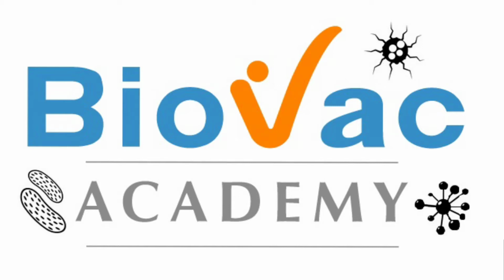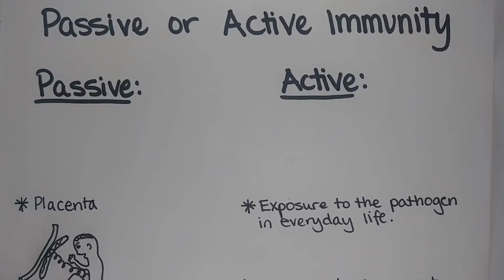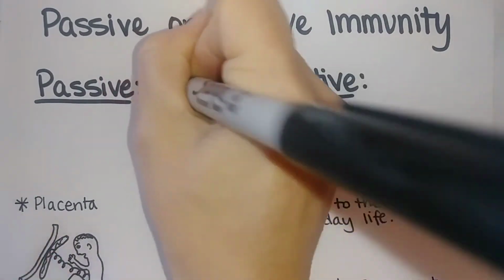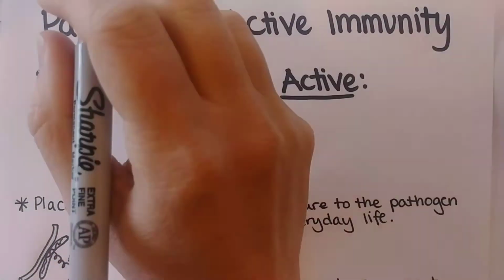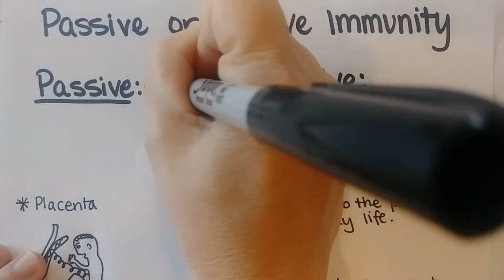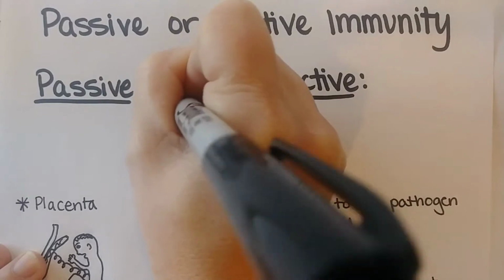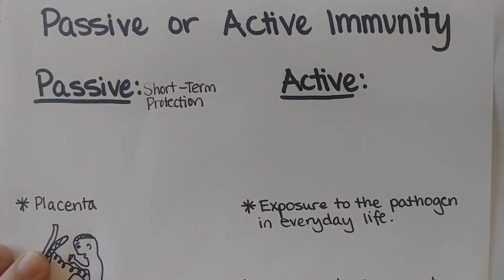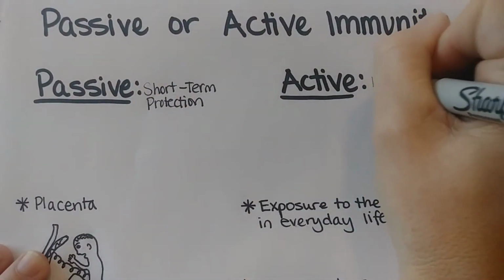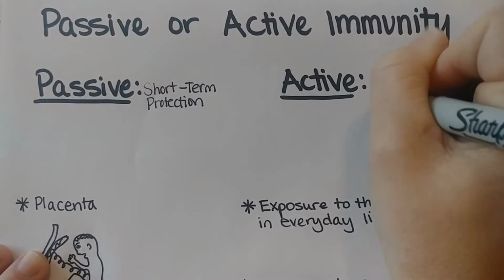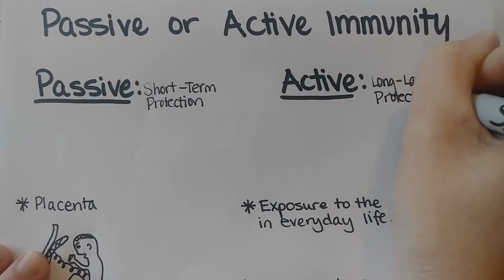Welcome to this video on passive or active immunity. I'm going to describe the differences. So passive immunity provides short-term protection. Whereas active immunity provides long-lasting protection. So that is one important way that these are different.